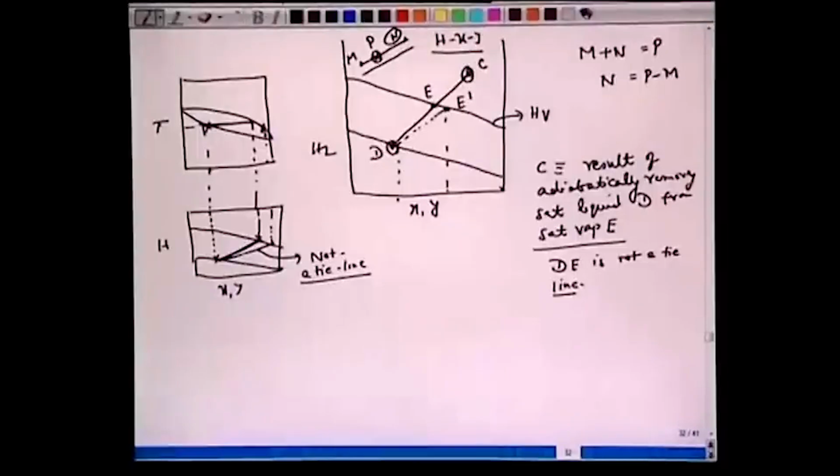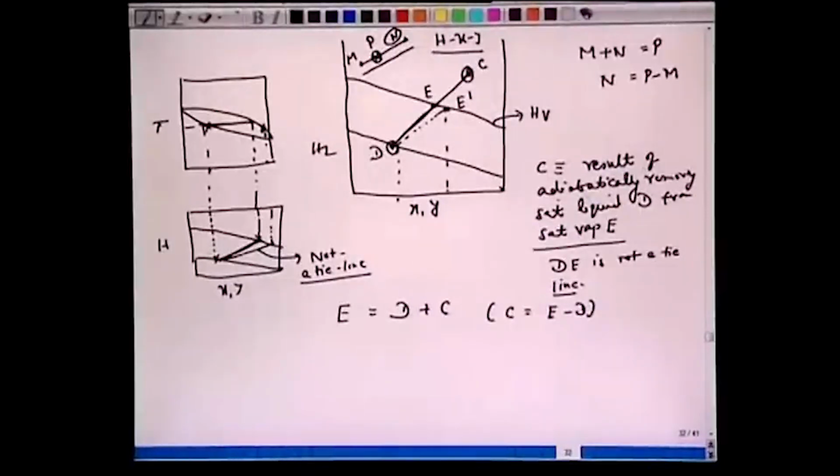So not necessarily this would be the tie line. It's possible that it could be on tie lines if they have the same temperature as given from here. And once again we can do the calculation which we did earlier, that this E can be seen as D plus C, or we can also write C as E minus D. So that's what we said.